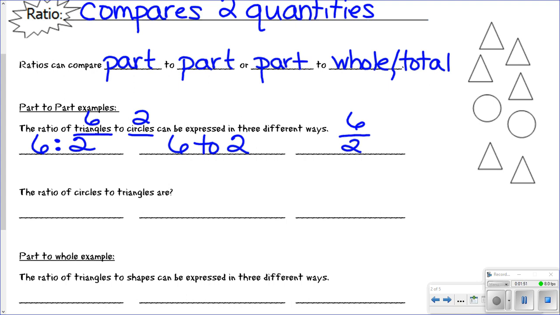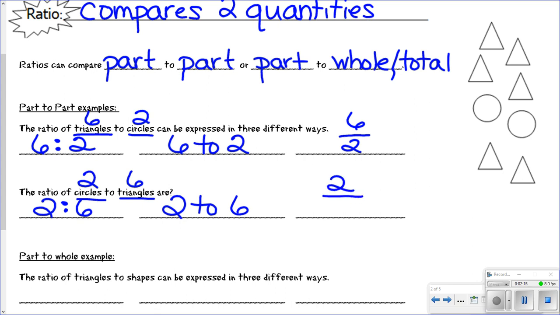The next example says circles to triangles, meaning the circle number 2 will come first and the triangle number will come second. So in this case, we're going to use 2 colon 6, 2 with the word "to" 6, and 2 is the numerator and 6 is the denominator. Again, order matters. It does not matter the order that the picture is in, it matters what the question is asking you for the order.